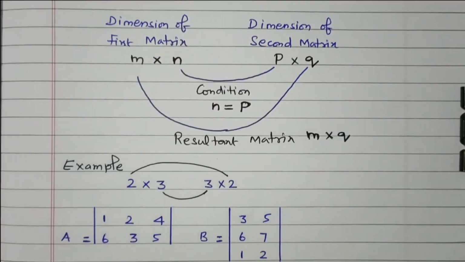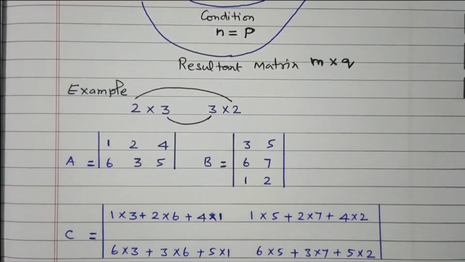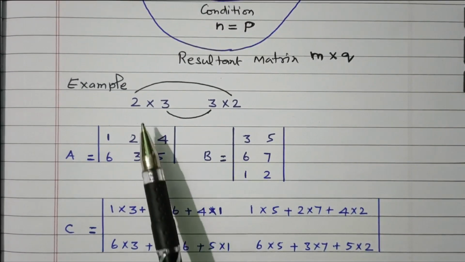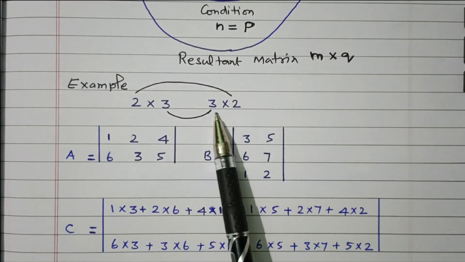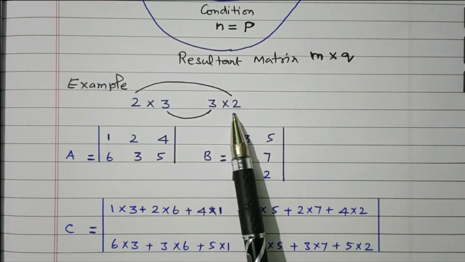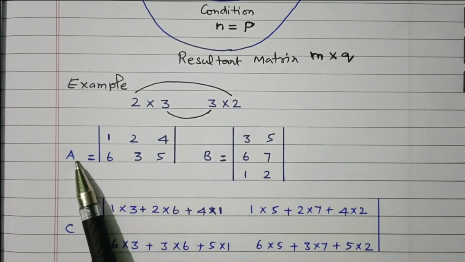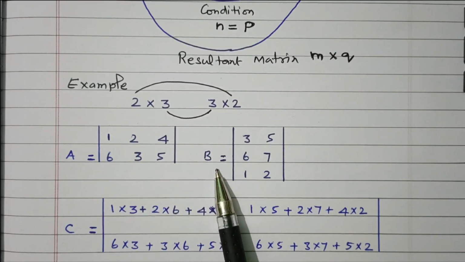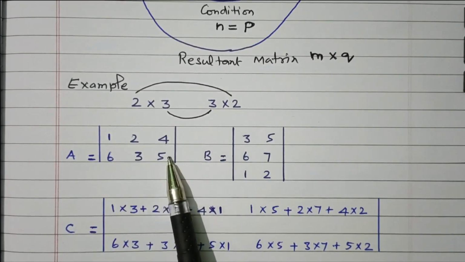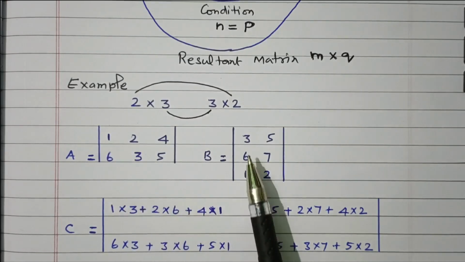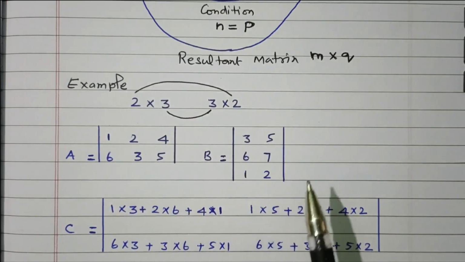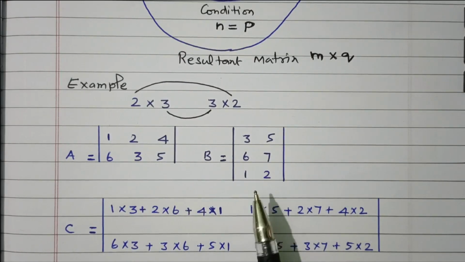Let us consider a 2 cross 3 matrix and a 3 cross 2 matrix. The first matrix has 2 rows and 3 columns; the second matrix is 3 cross 2, with 3 rows and 2 columns, right? This is matrix A, and this is matrix B. Matrix A is 1 2 4, 6 3 5. Matrix B has 3 rows and 2 columns: 3 5, 6 7, 1 2.